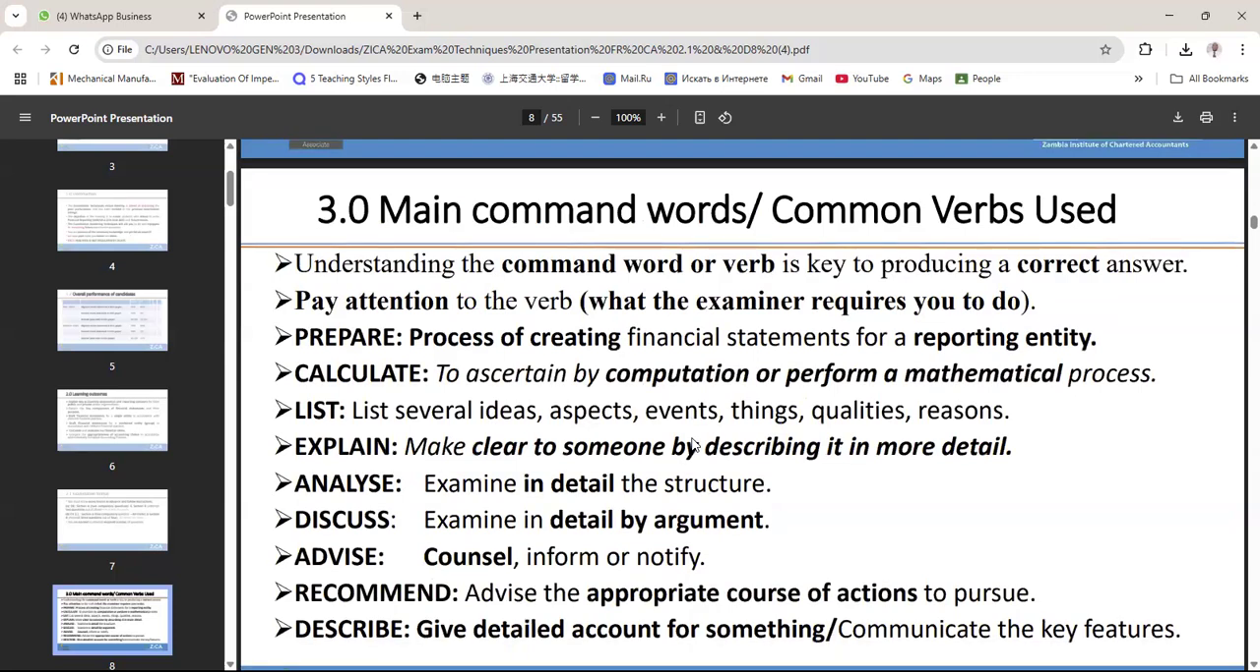As you'll be answering the questions, it's very, very important to pay particular attention to the command words or the verbs. Why is it important to know the verbs or the command words? Then you know what you are being instructed to do in the exam. For instance, you may be asked to calculate. When you say calculate, it is simply to compute. When you say analyze, you go into detail. Then you may be asked to advise on an appropriate course of action, so it means they'll be asking for advice.